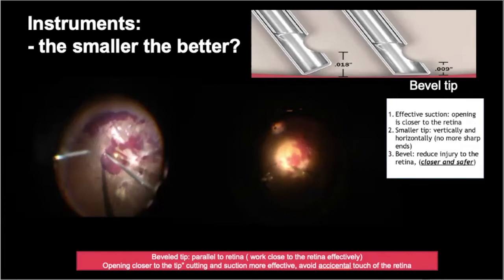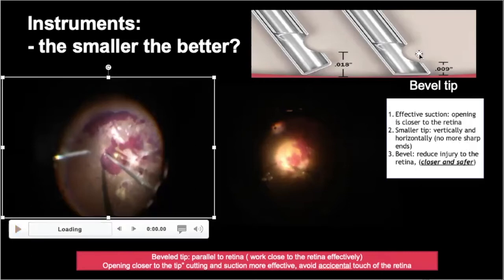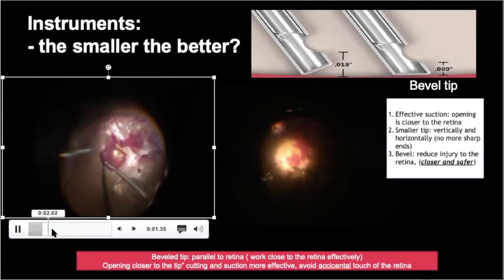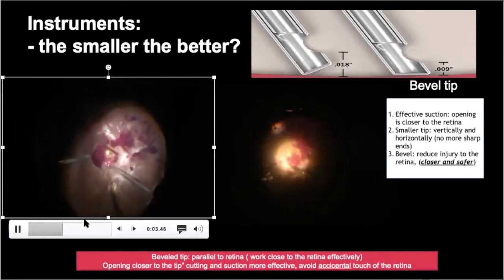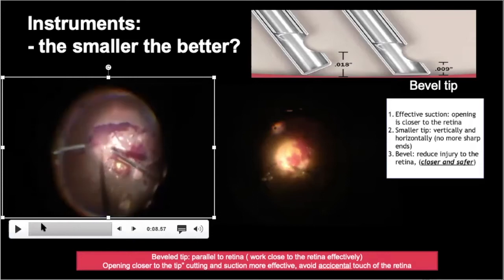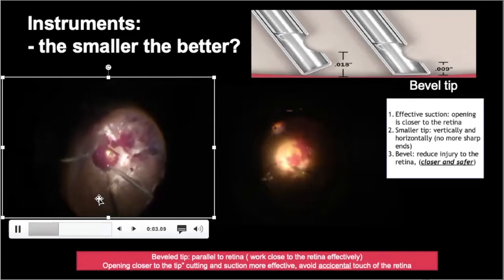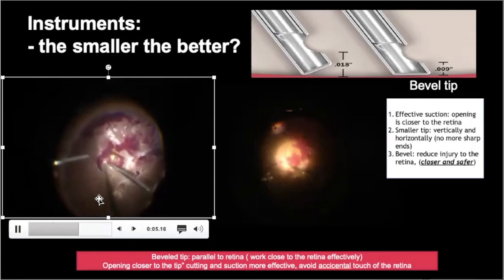Now, just to share the beauty of having the opening at the very end of the tip, where the suction is more effective. This is a video just to show that we are trying to remove the posterior hyaloid, but because the suction is very effective, it is also removing the subhyaloid bleeding safely. Of course, we can do this when the retina is flat.